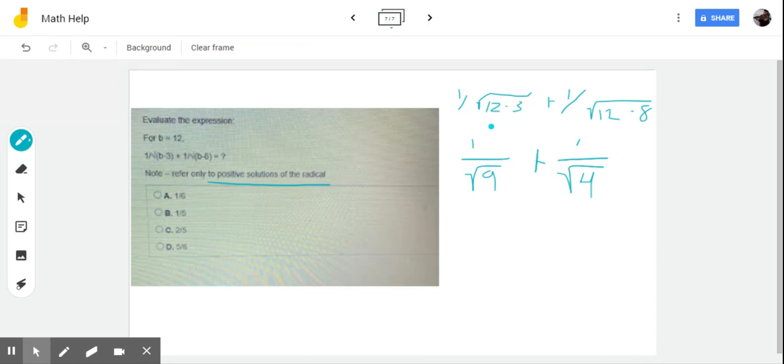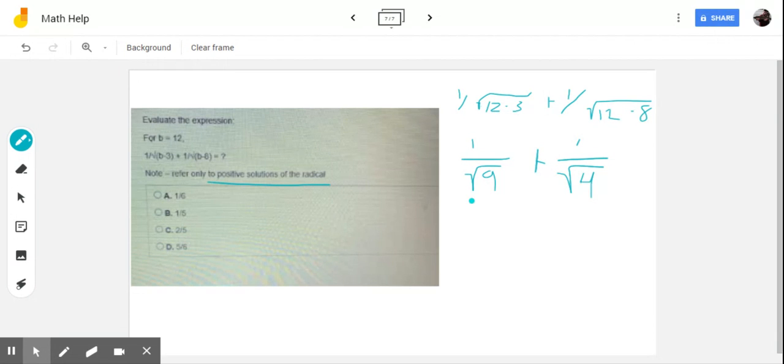We usually just talk about the positive solutions or the positive answers, and that's what they're telling you to do here. So refer only to the positive solutions of the radical, and what that means is only the positive answer to the square root. So radical, square root, same thing, and we're only going to look at the positive. That's where my brain goes anyway.